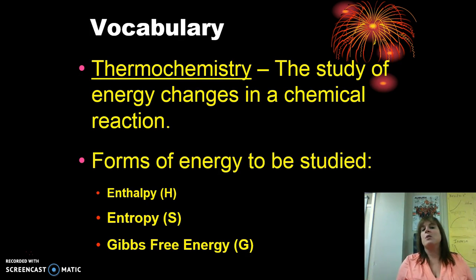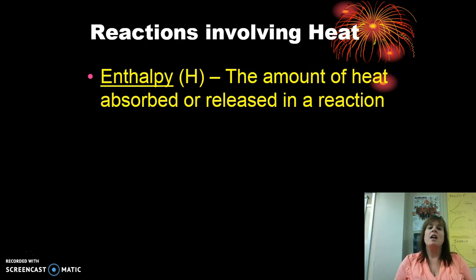And the types of energy we're going to study in this unit are enthalpy, which is symbolized by an H, entropy, which will be your next video, and Gibbs free energy, which we're going to talk about in class later in the week. Now, what is enthalpy? Like I said, it's symbolized by an H. I don't know why it's an H, but it's H. And it's the amount of heat absorbed or released in a reaction. So maybe that's why it's an H, because it's about the heat. So the amount of energy that's released in terms of heat in a chemical reaction.